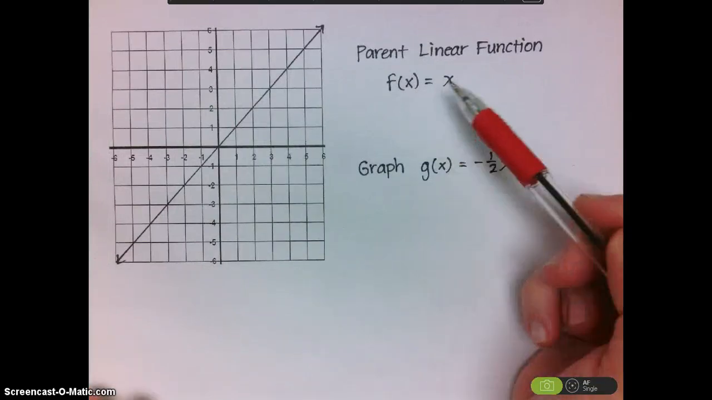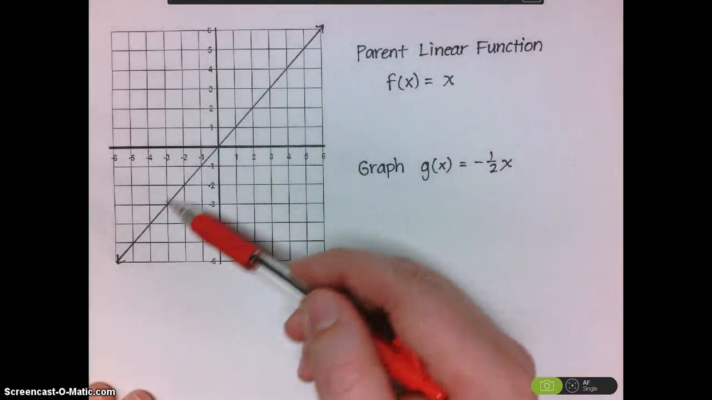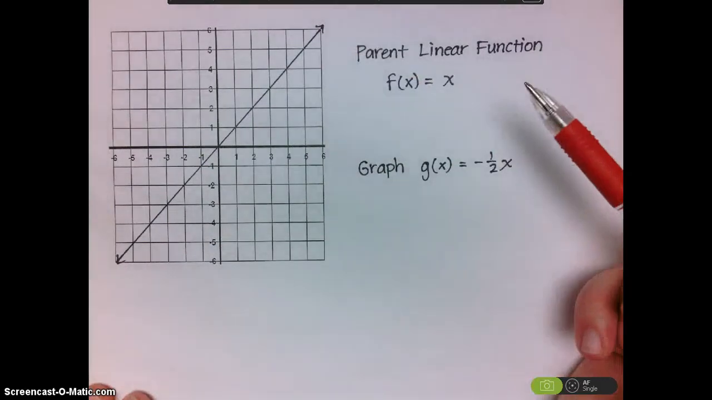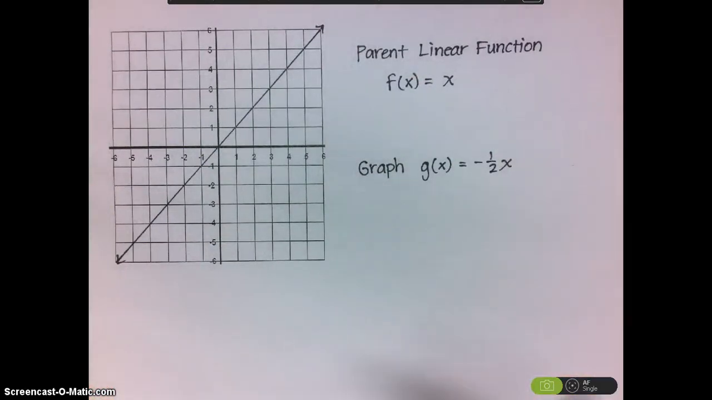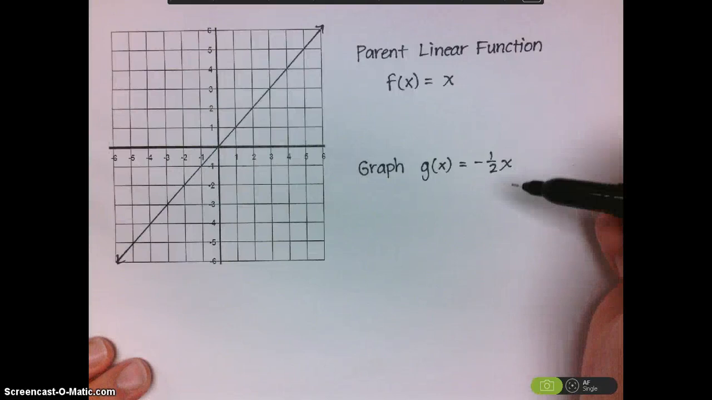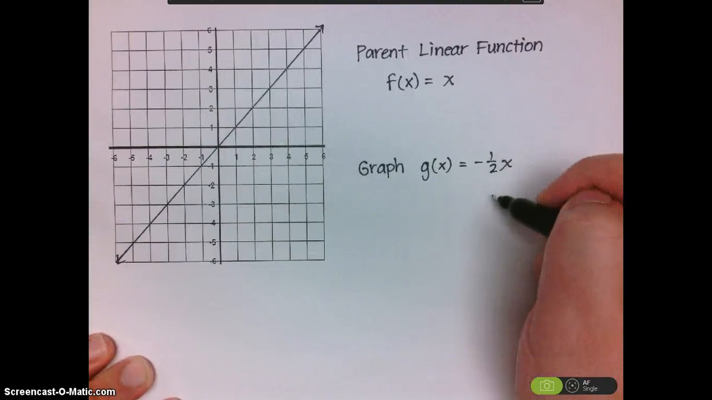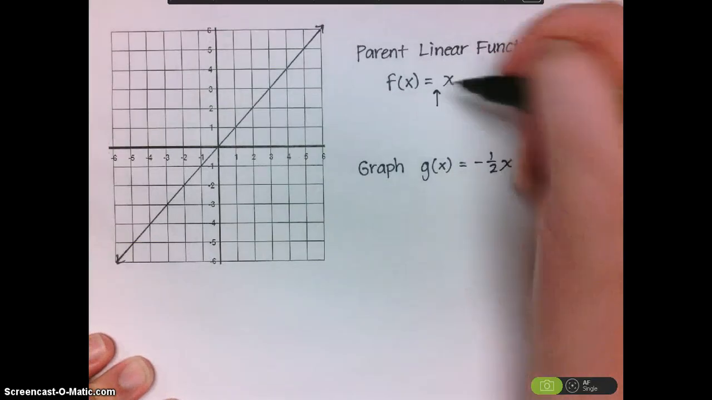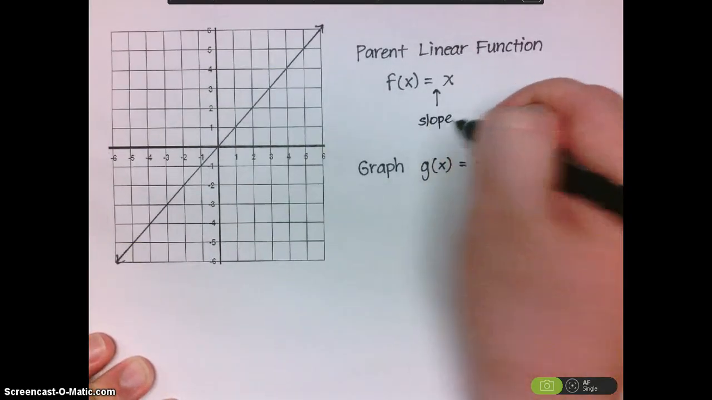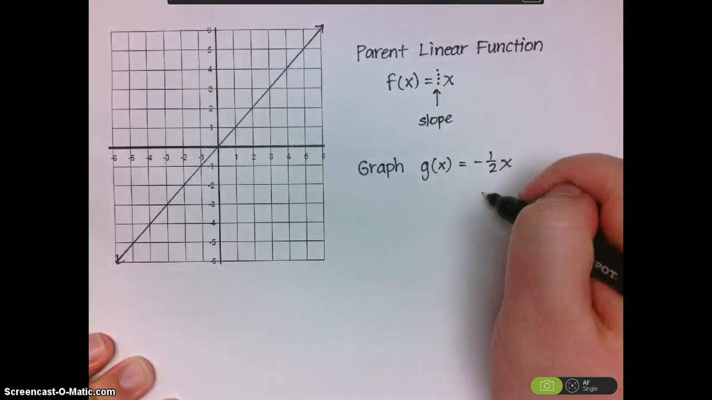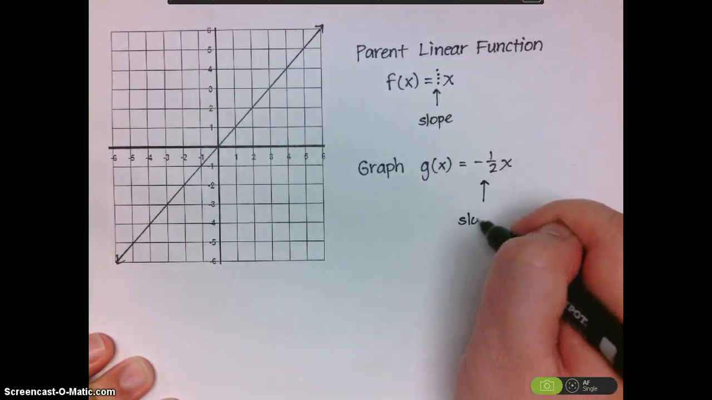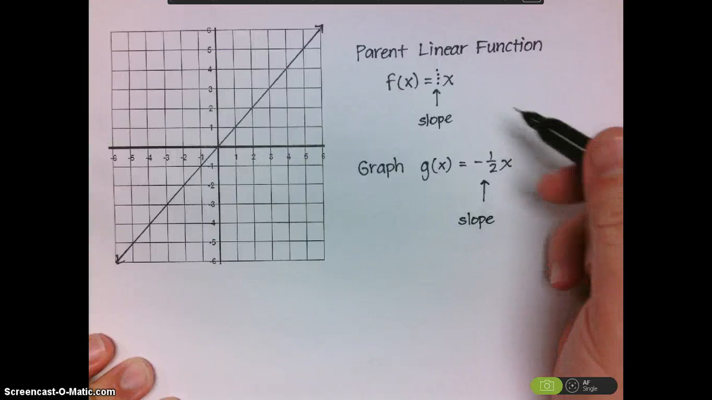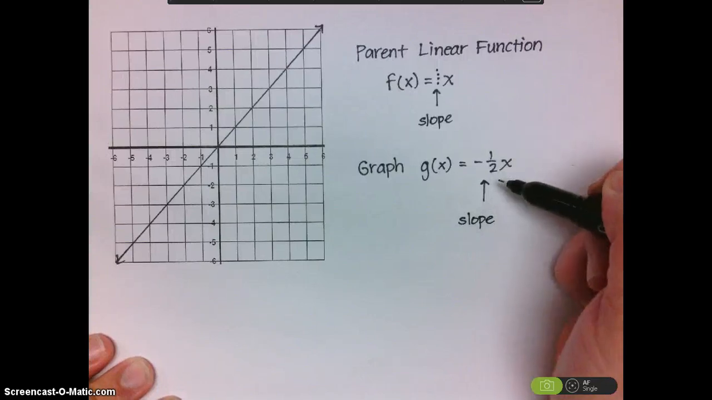Again, I already have the parent linear function graphed for you, f of x equal to x, passing through the origin. Just like I've done in the past, I'm going to compare the slope and the y-intercept to my new function. This time, g of x is equal to negative 1/2 times x. So let's compare their slopes. The slope of the parent linear function is that invisible 1, but this time, not only do I have a smaller slope than the parent linear function, but it's also negative, which means the direction of the line is going to go in the opposite direction. It's going to go downhill, if you recall from before.